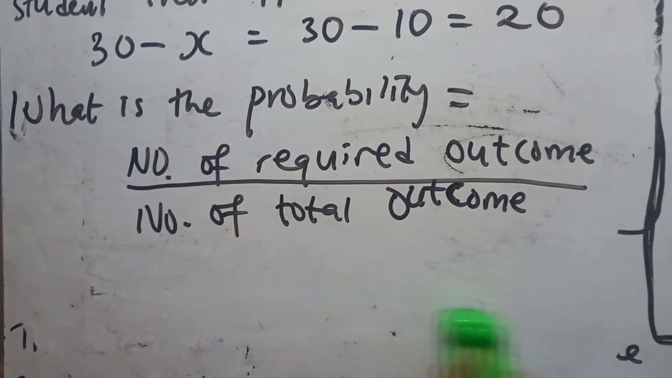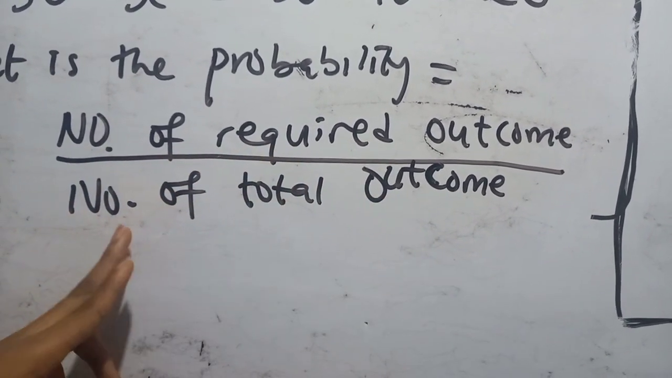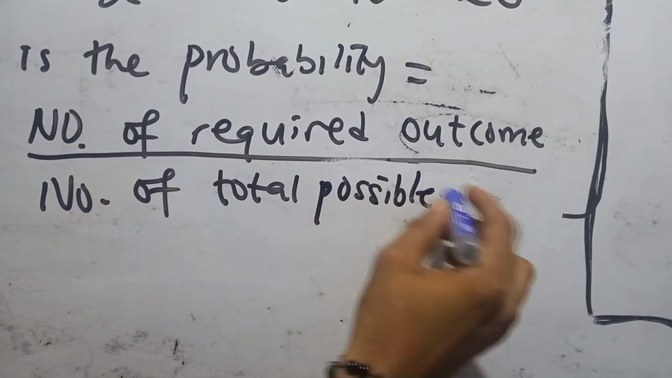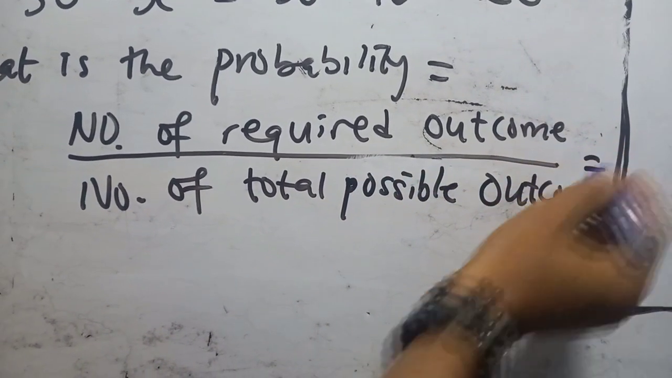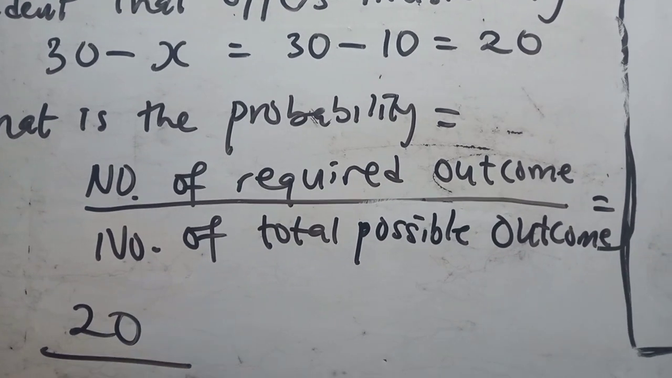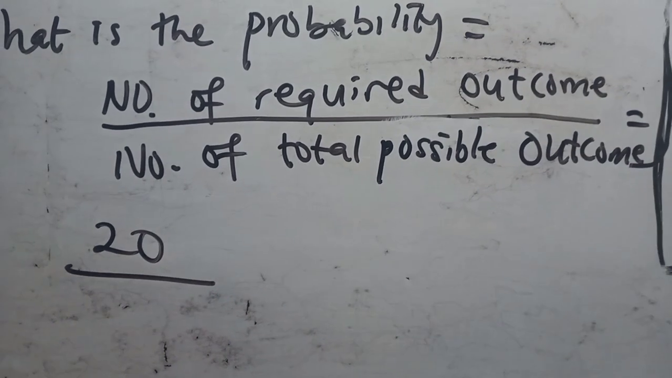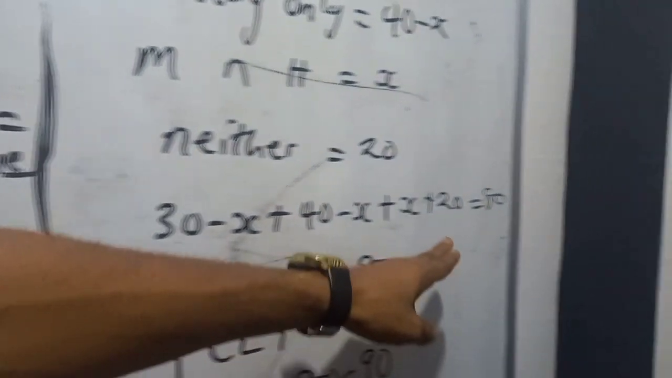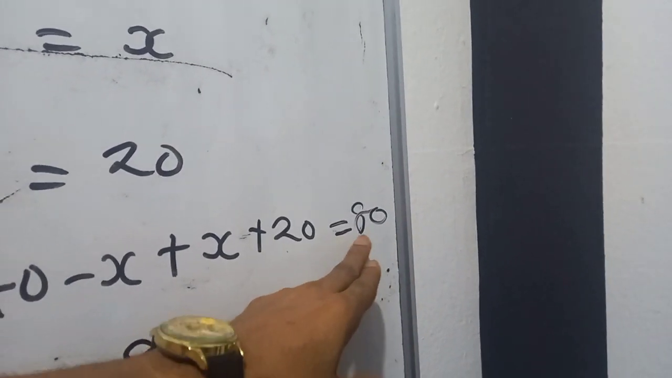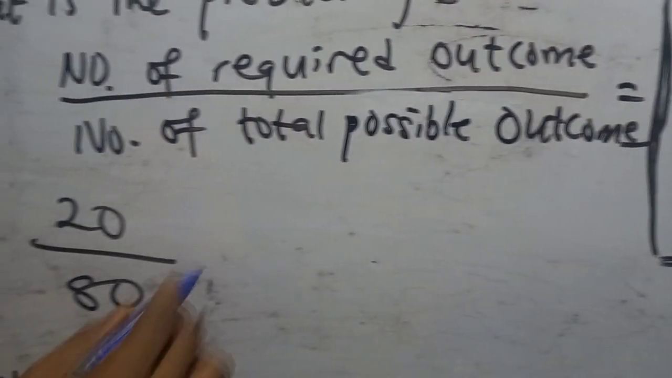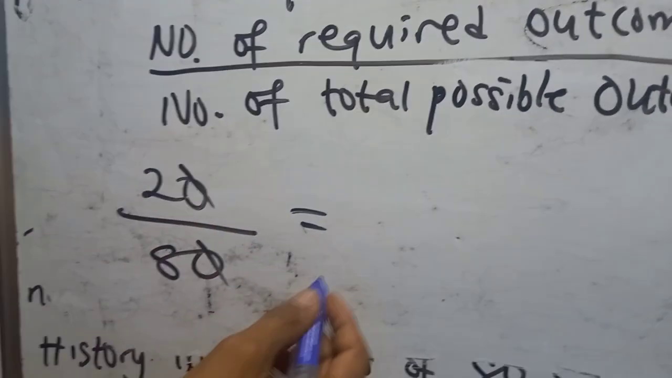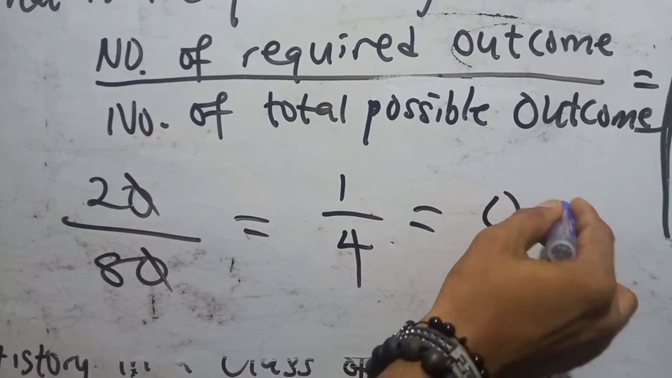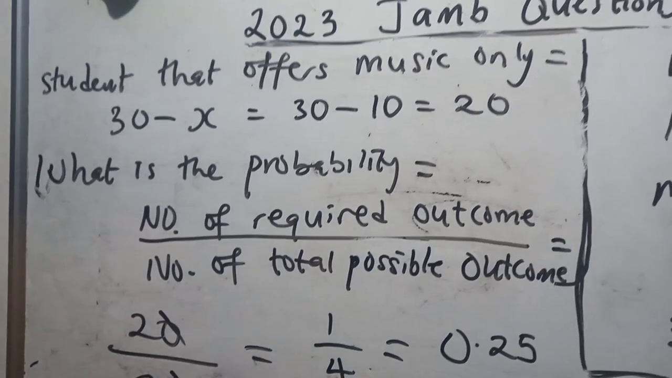So the formula is number of required outcome over number of total possible outcome, which is equal to our number of required outcome, 20, over the total number of possible outcome, which is 80, because 80 is the universe, the total number of students in the class. So we divide 20 by 80: 0 cancels 0, 2 goes into 4 twice and 2 goes into 8 four times, equals 1 over 4, which is 0.25. So this is our final answer for question 3.